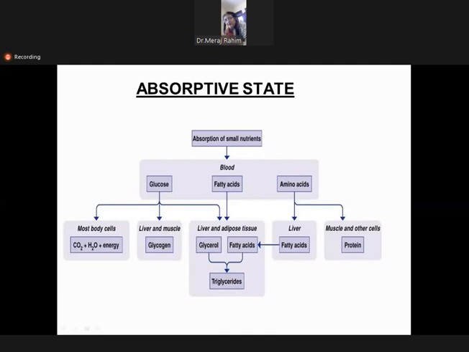Then amino acids which have been absorbed are used by the liver so that they can support the metabolism of the muscle, right? And the proteins, the amino acids are needed. Okay, so in this way, the body utilizes all these nutrients in our body.